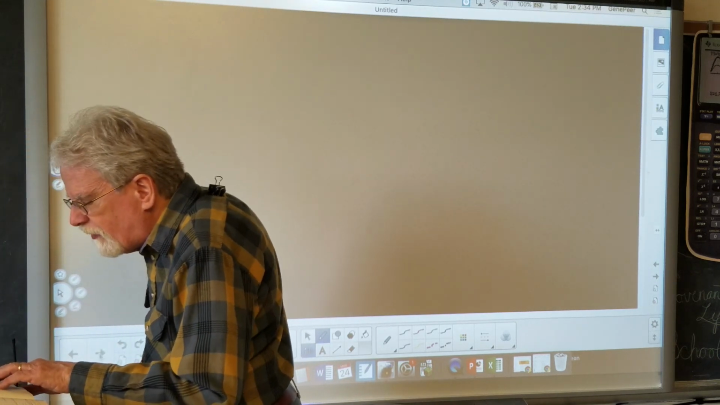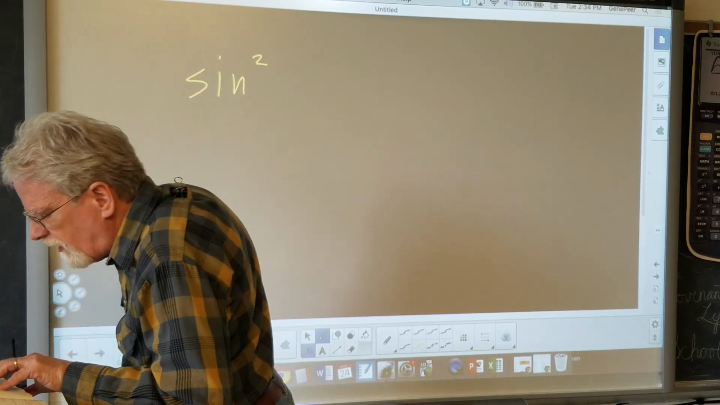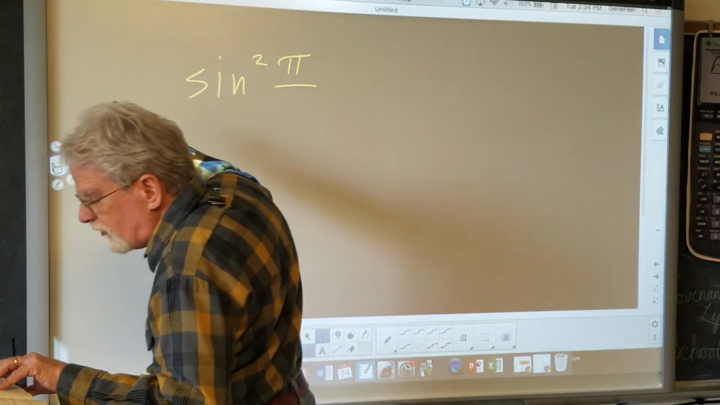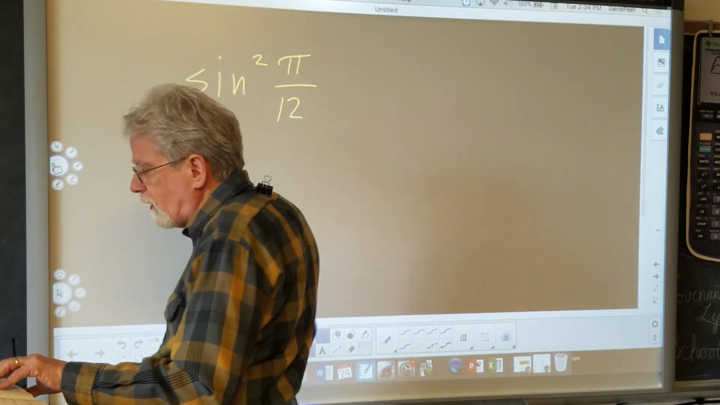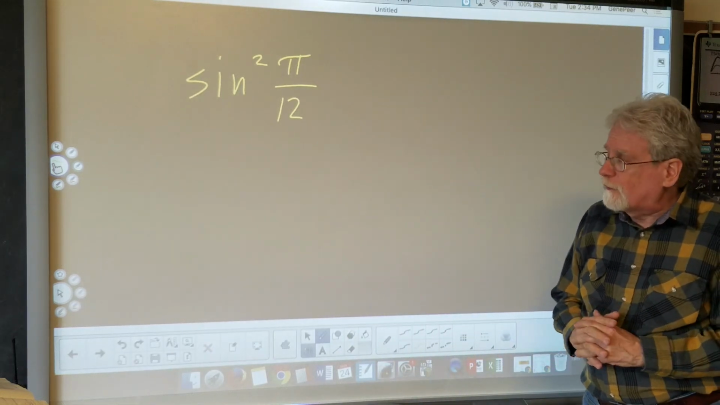Next one they give you is this. A little more interesting, perhaps. Sine squared of pi over 12. Of course, that previous example was in degrees. This is in radians. How do we know it's radians? Well, the pi is a hint that it's radians, but that's not proof that it's radians.